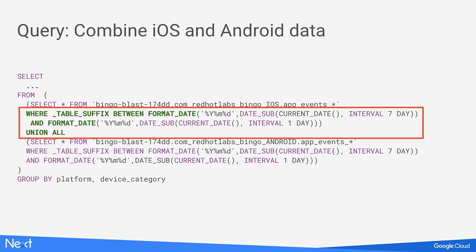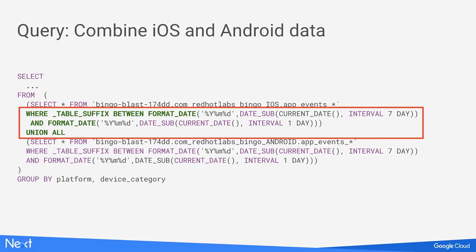Here is the query that we just ran. It shows how data from two different data sources can be combined in BigQuery. In this example, notice how we not only joined data across our iOS and Android apps, but in addition, we also joined our iOS and Android app data across multiple dates.